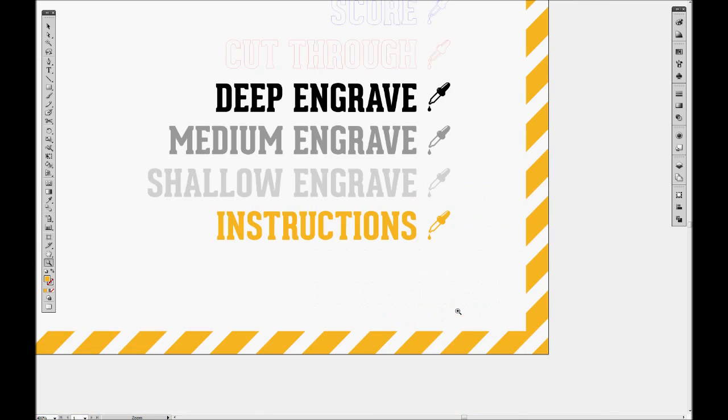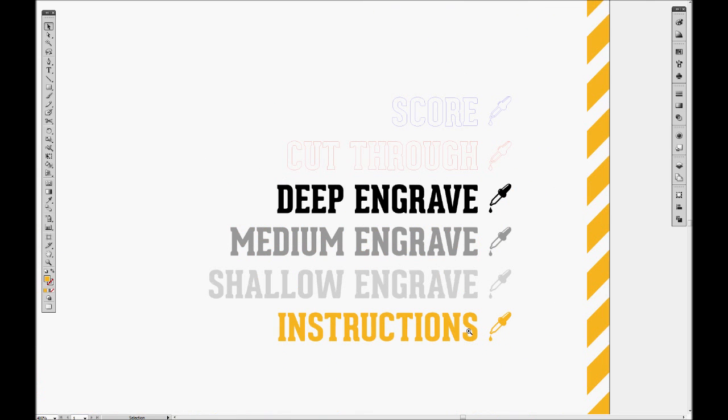The final swatch is the instructions color. And this is to be reserved only for notes and tips for us and the laser operator in order to understand your file as best we can. And anything that is that color must be put on the instructions layer, which will be here in the layer palette, not on the artwork layer.